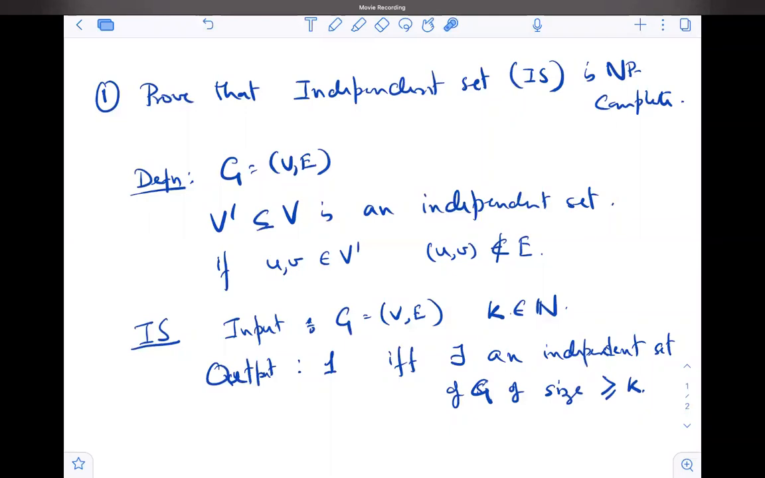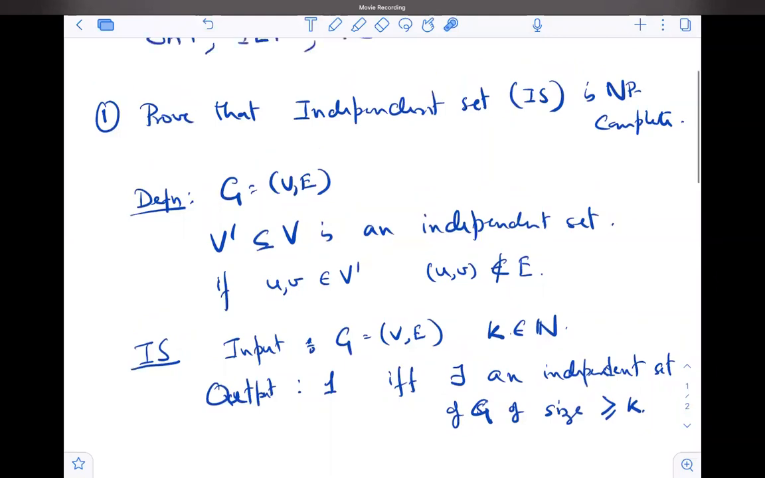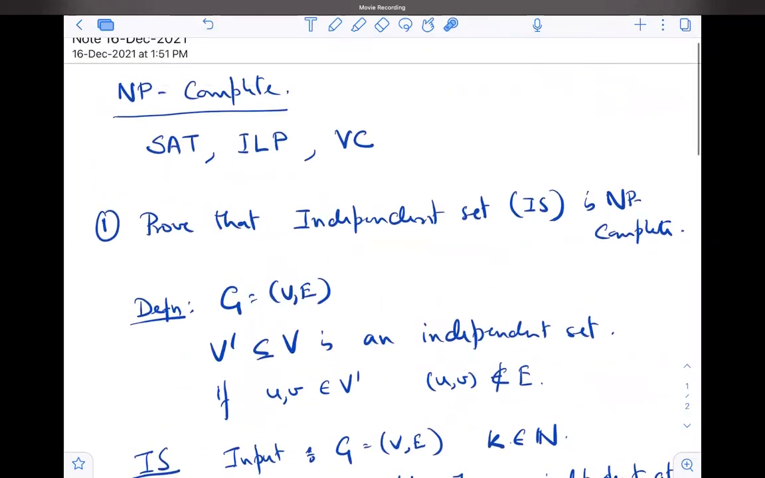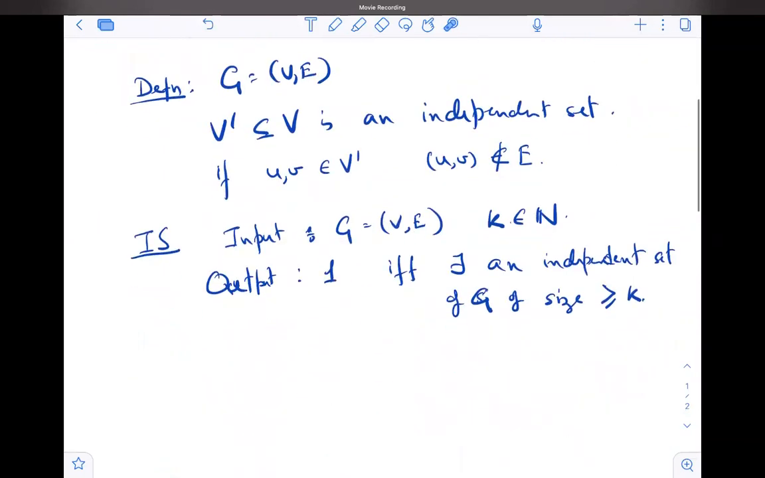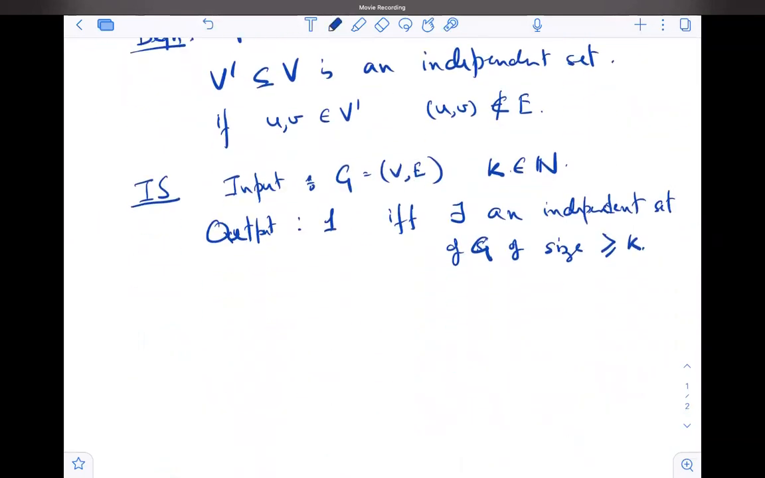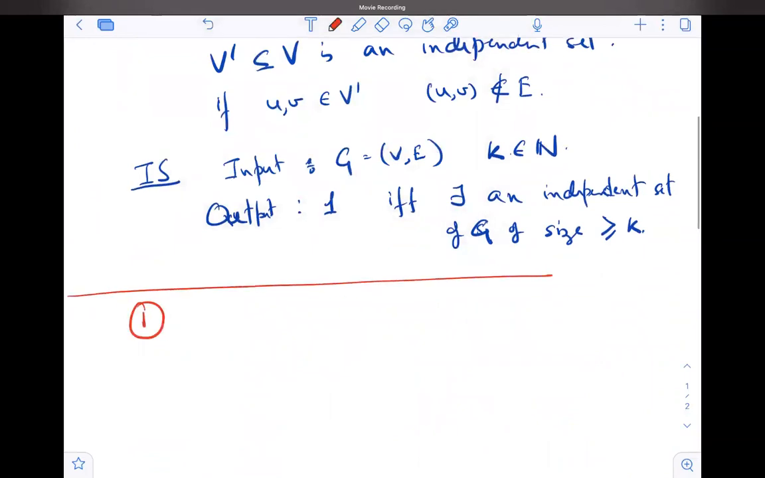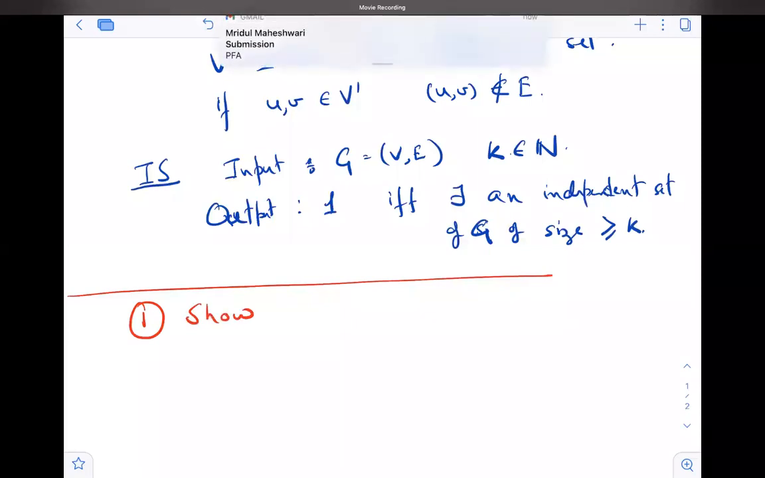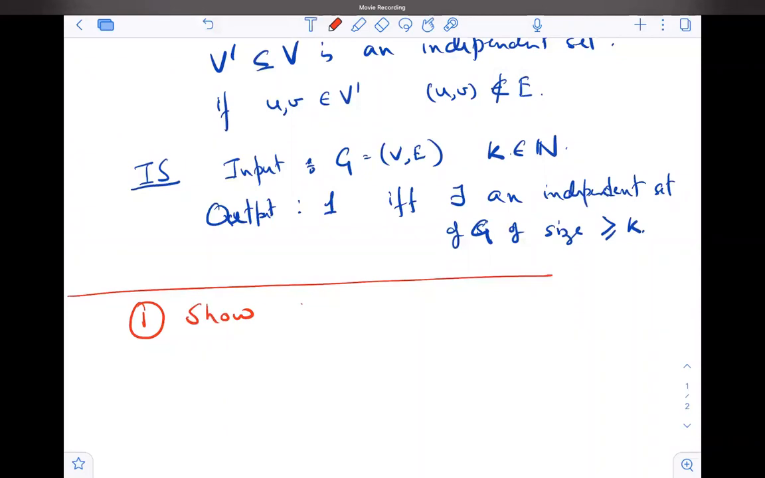So first of all, this was actually a very simple problem. One of the main things that happens is, as I told you, what is the first step that you are supposed to do? Many of you have got it correct, by the way. Many of you got the whole problem correct. The first thing is to show that independent set is in NP.